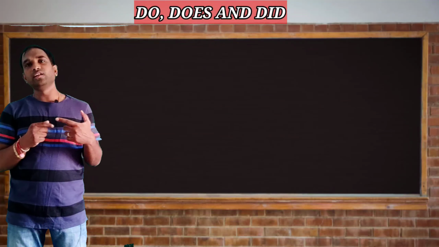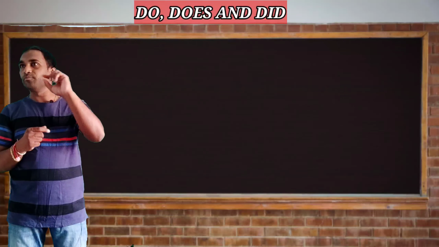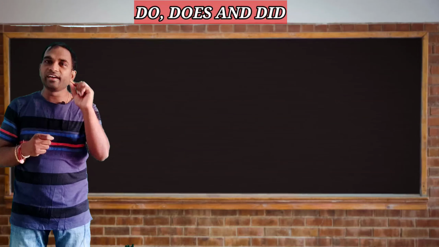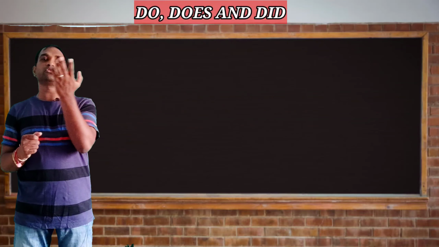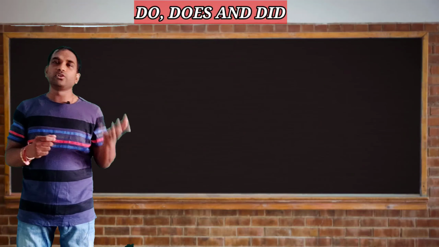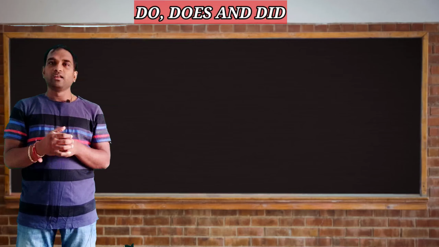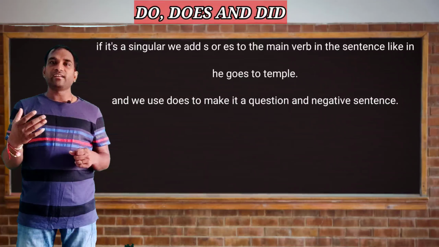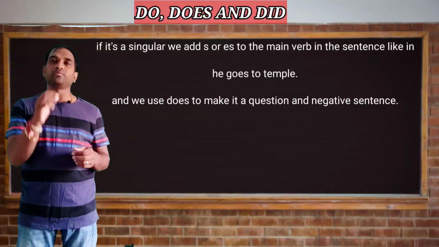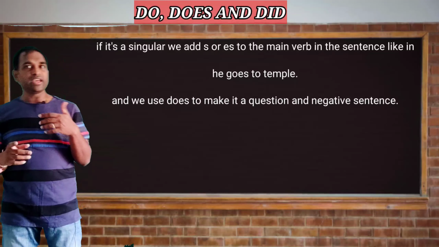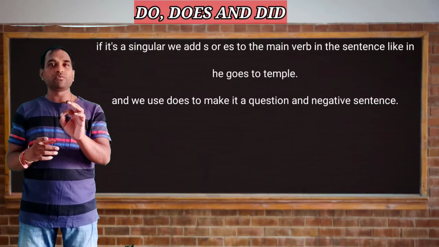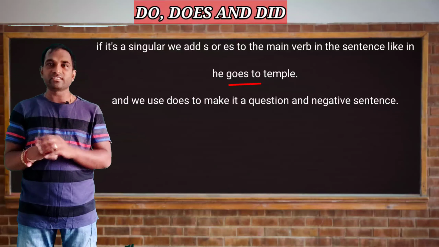If it is a plural or a singular, you have to find out the subject first and identify if it is a singular or a plural. If it is a singular subject, use "does." If it is a plural subject, use "do." If it's a singular, we add s or es to the main verb. This is also a rule to be remembered. If it's a singular subject, we add s or es to the main verb in the simple present tense.